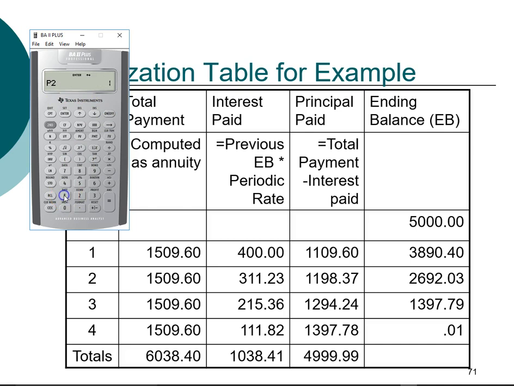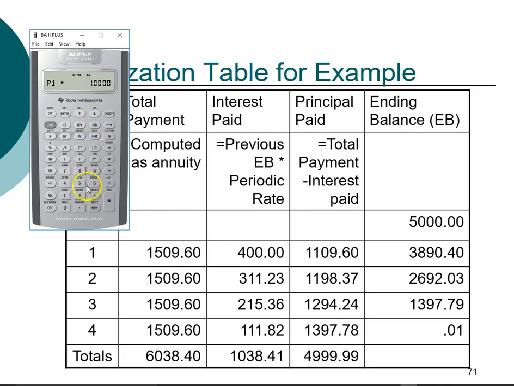P2 is also one because I do one, enter. So I'm analyzing the loan for year one. If you scroll down again, I'll see that the ending balance at the end of year one, notice it's the same as what you computed by hand. The principal portion again is the same as what you have computed. The interest amount, of course, is $4,000.